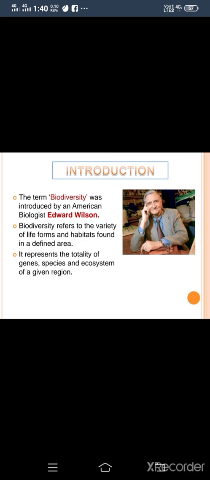So the definition of biodiversity is it refers to the variety of life forms and habitats found in a defined area. It represents the totality of the genes, species and ecosystem of a given region. So the meaning is, we are living in the environment which consists of different types of living organisms, that is biological organisms that may be microscopic to macroscopic, which includes plants and animals. So biodiversity means different types of life forms of plants and animals living together in a system.